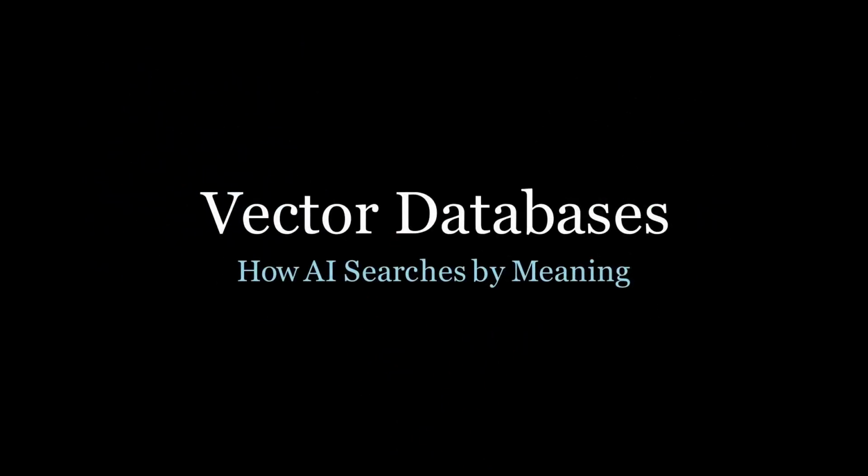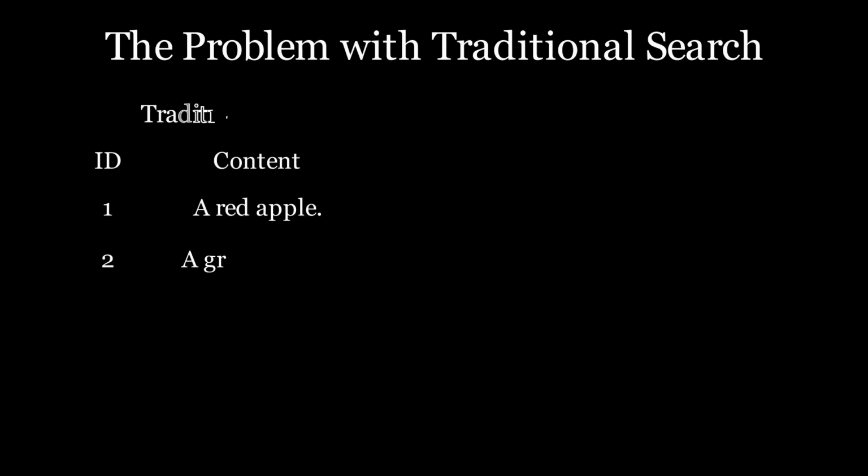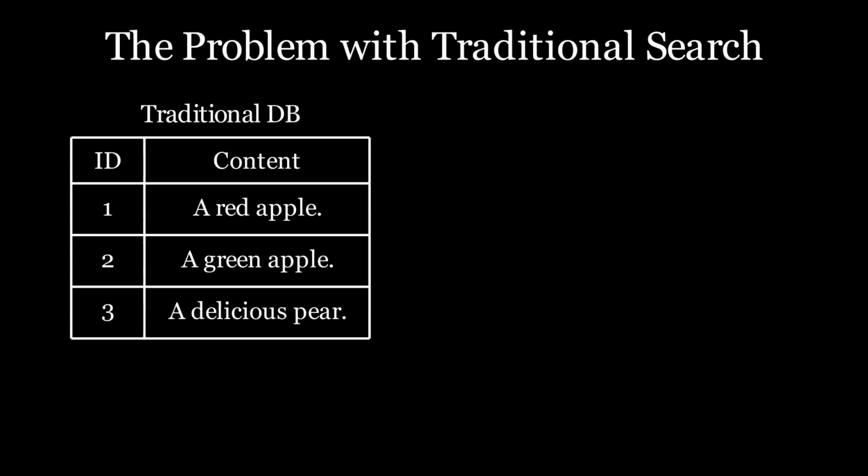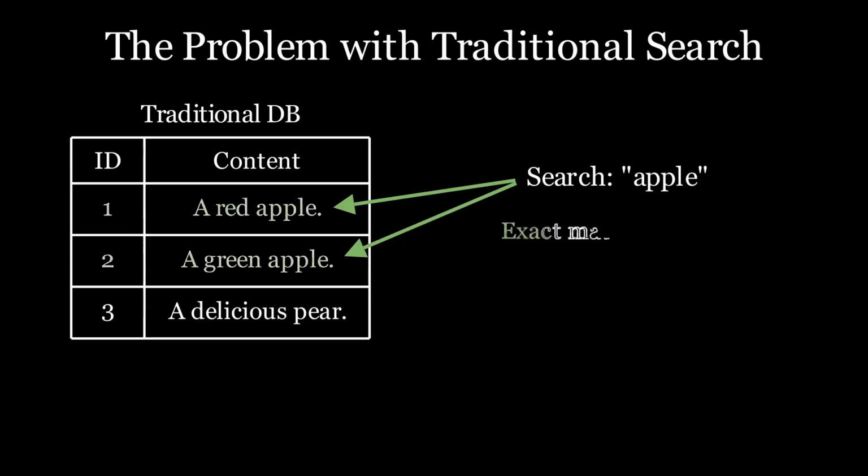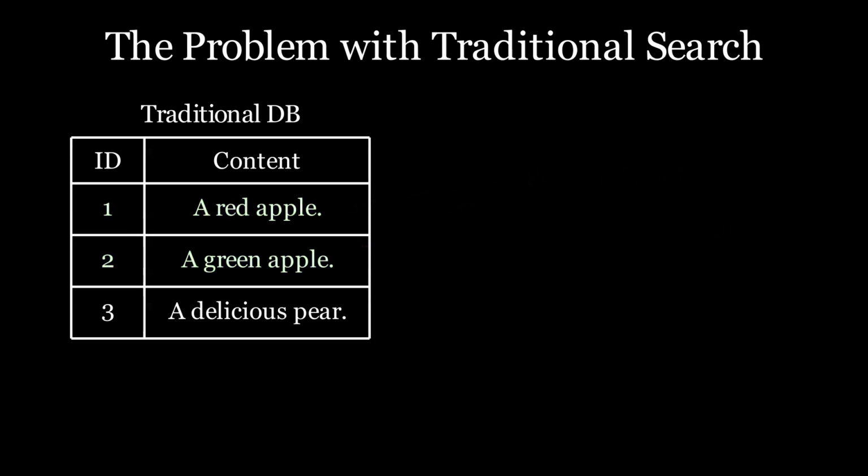To understand why vector databases are so revolutionary, let's first look at the problem they solve. What's wrong with traditional search? Here's a classic database. It stores information in neat rows and columns, perfect for organizing structured data. Now, if we search using an exact keyword like Apple, it works perfectly. The database finds the exact text matches and returns the correct results.